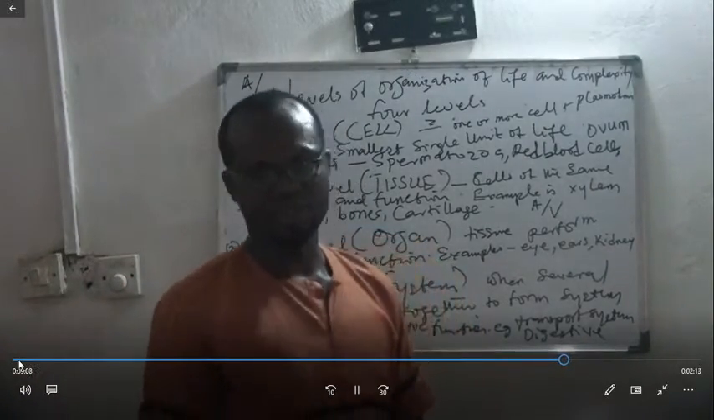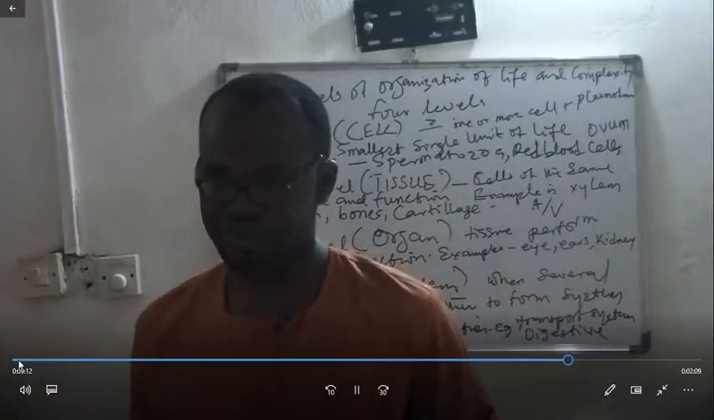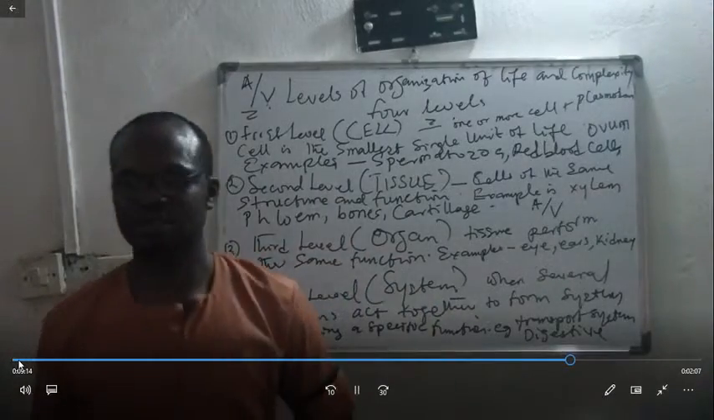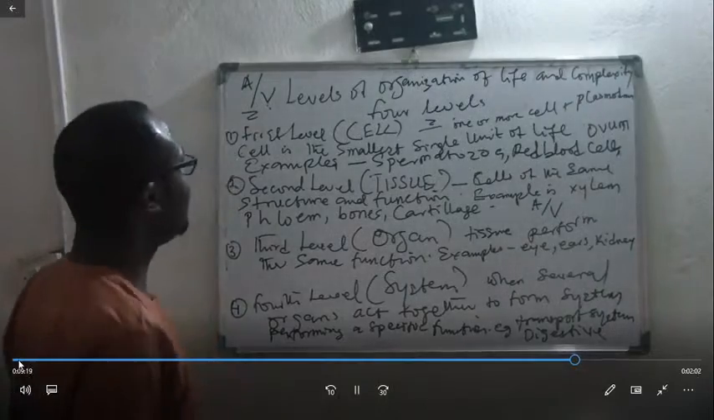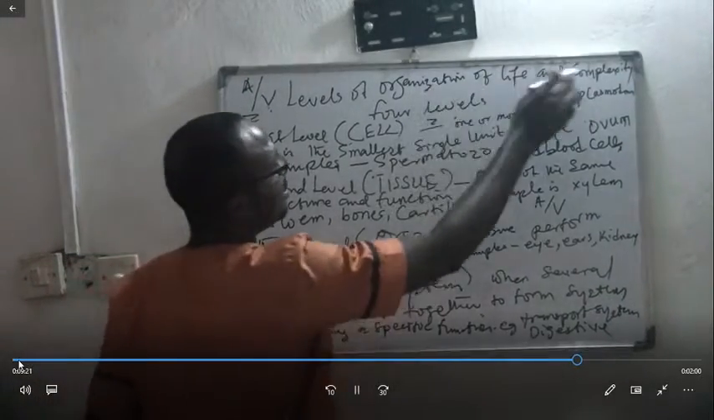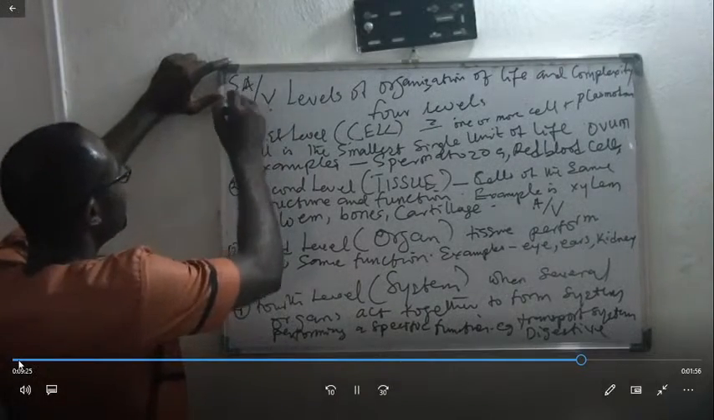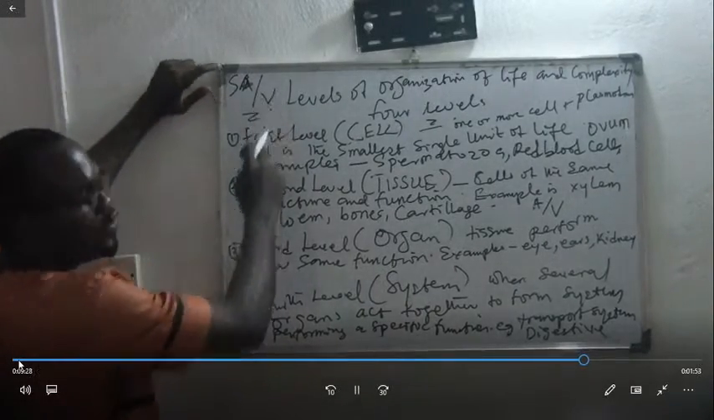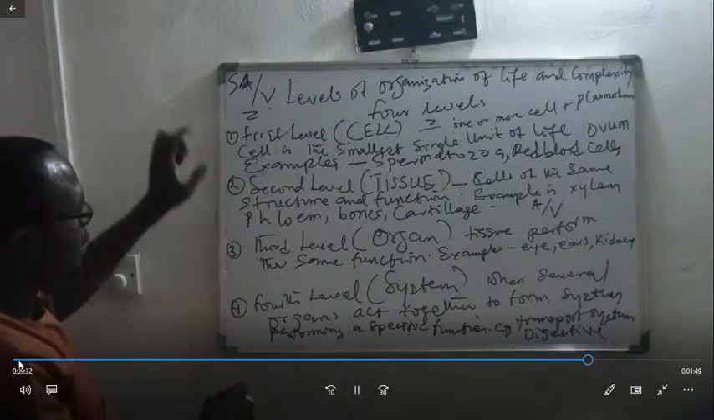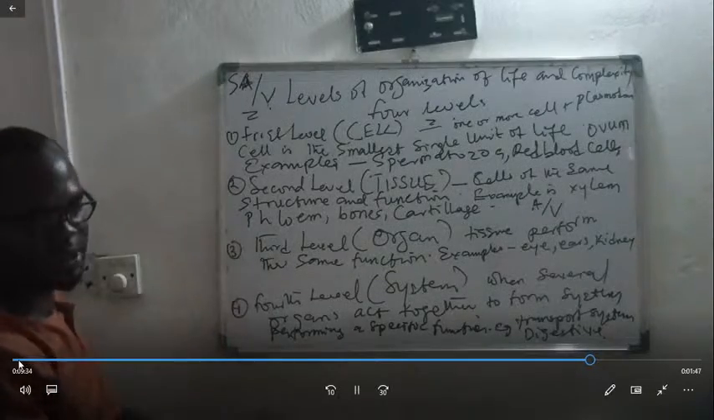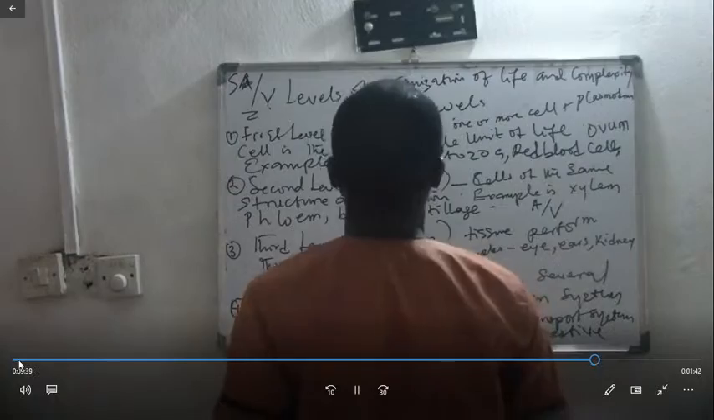Organs are made up of what? Tissues. Tissues are made up of what? Cells. So these are the levels of what? Organization. The cell has the highest surface area to volume ratio, followed by tissues, followed by organs, and followed by system. So these are the four levels of organization of life.